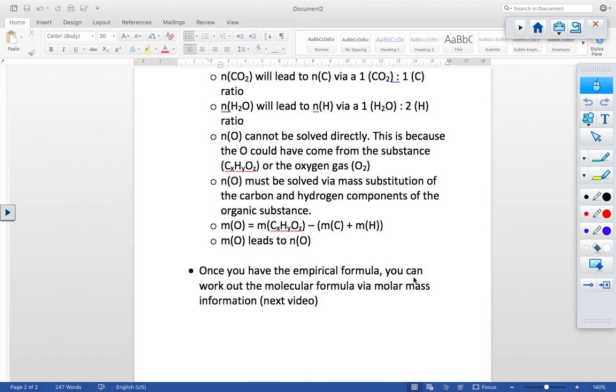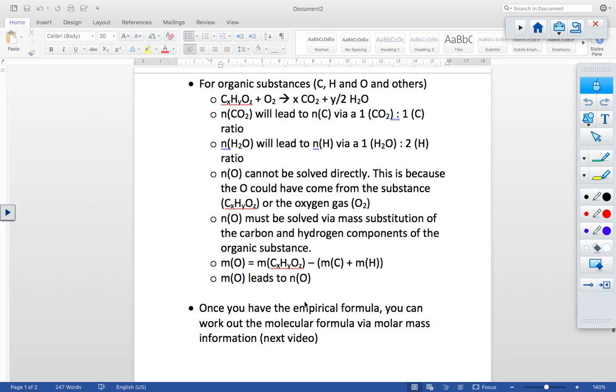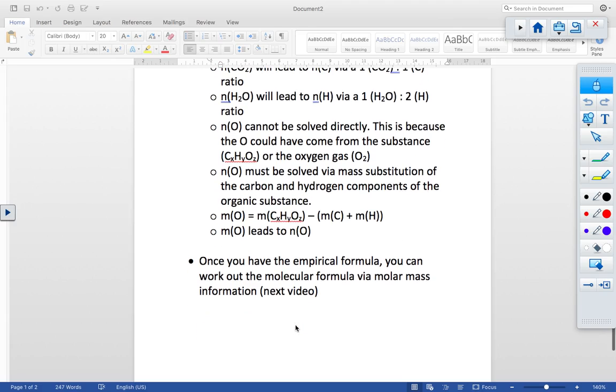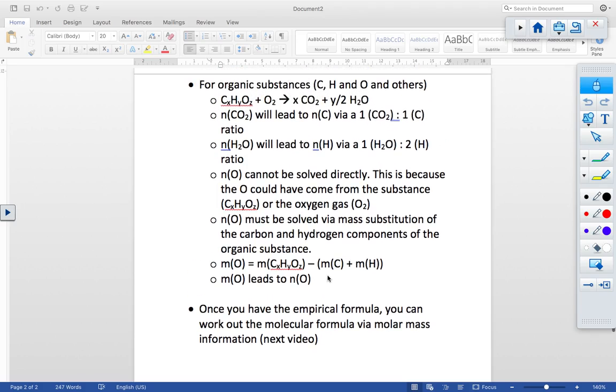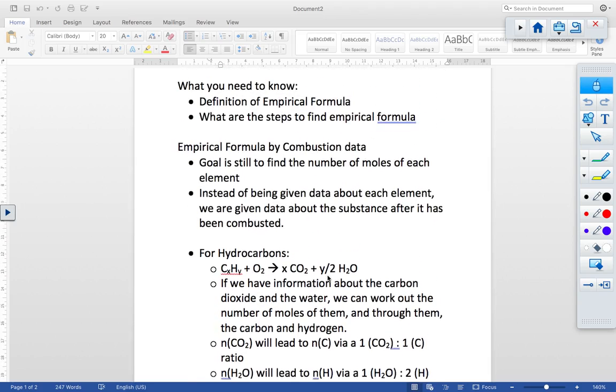Once you have the empirical formula, you can work out the molecular formula via molar mass information, which we'll make another video about later. And then once you have the molecular formula, you can also work out possible isomers, and to work out which isomer it is, you'll need some reaction data, which we'll also make a video about later. So let's just recap.